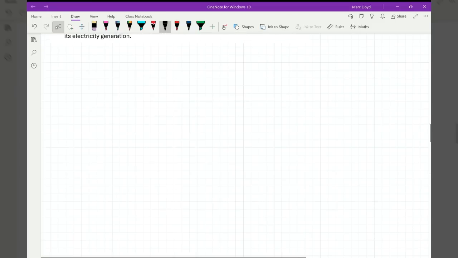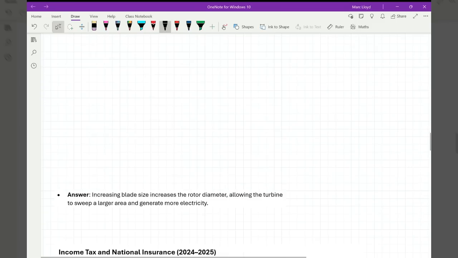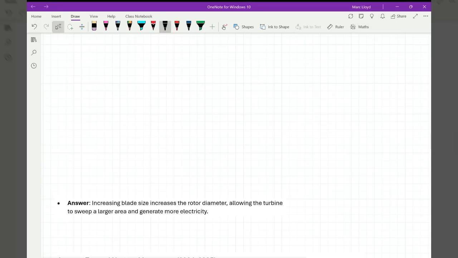Okay, so answer: increasing the blade size increases the rotor diameter, allowing the turbine to sweep a larger area and generate more electricity. And then I'm going to say to a limit, because you can't have these turbines becoming so big that you just can't make them. Like imagine having a diameter of 5 miles, it just wouldn't happen. It wouldn't be strong enough to stand up, so the whole thing will fall down. So to a point, the bigger it is, the more electricity that it can generate.